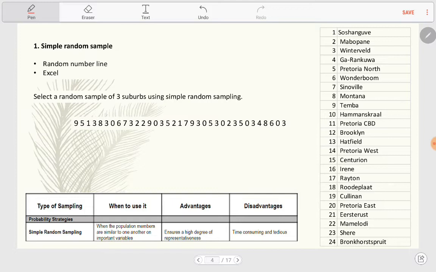So here it will represent well if you pick them randomly, but the disadvantage is that it can be time consuming and tedious. If you remember in our example, we had Brooklyn and we had Mamelodi, and I think we also had, let me quickly go back, number 6. Okay, so these places are quite far apart. So imagine the time and the cost of going to all these places. It can take a lot of time.